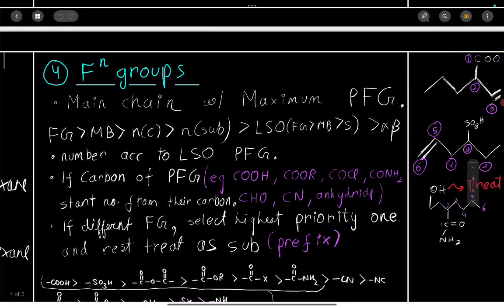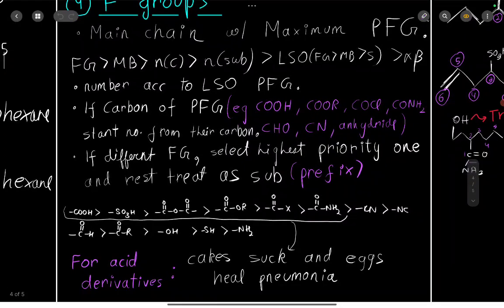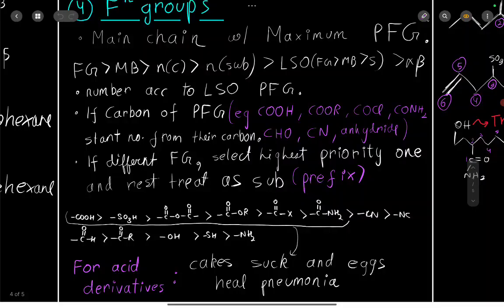Now let's look back at the rules again. The main chain with the maximum principal functional group is selected. For example, if a compound has carboxylic acid, nothing comes above it. Carboxylic acid will be a part of the main chain, and there is no exception, except a few. But we'll look at that later.